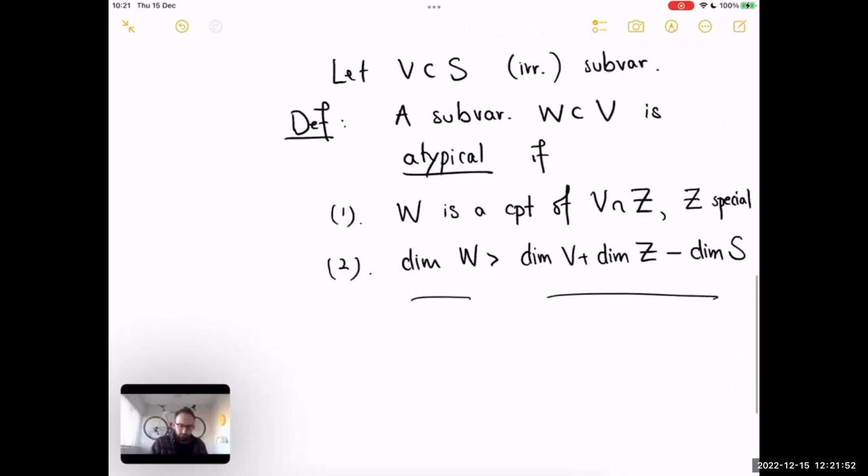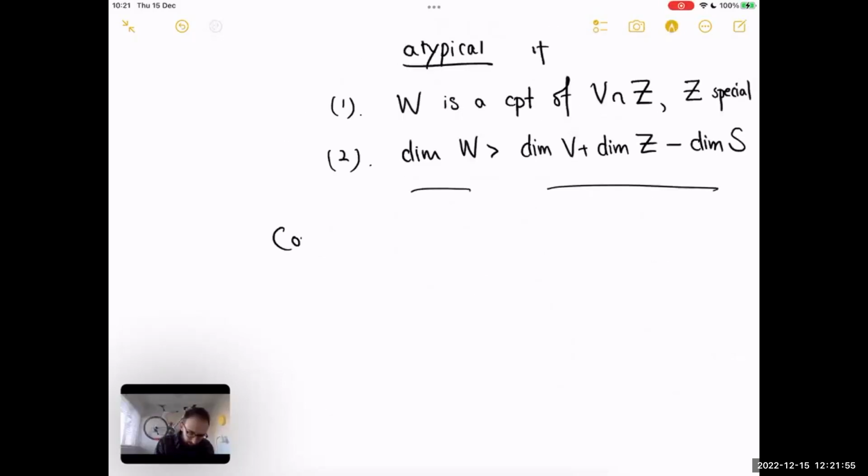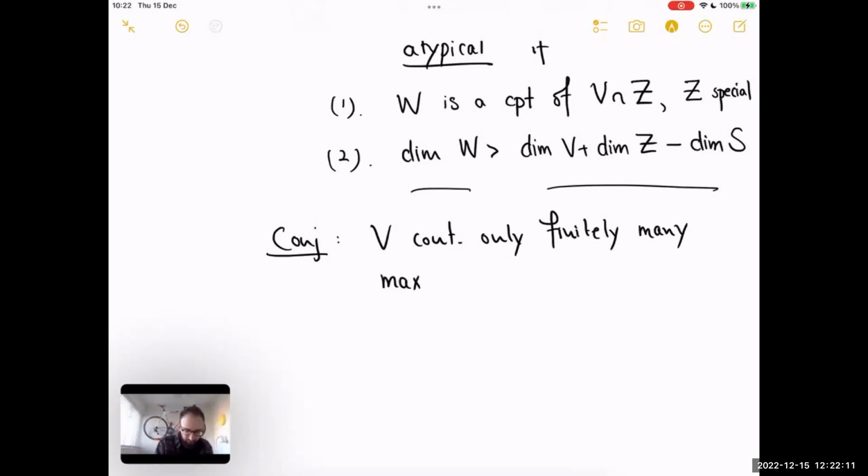So Zilber-Pink says the following, as I'm sure you mostly know: V contains only finitely many maximal atypical subvarieties. Of course, there might be infinitely many atypical ones, but when you restrict to maximal ones, the expectation is that there are only finitely many. But of course, this conjecture is, I think, fair to say, completely open.